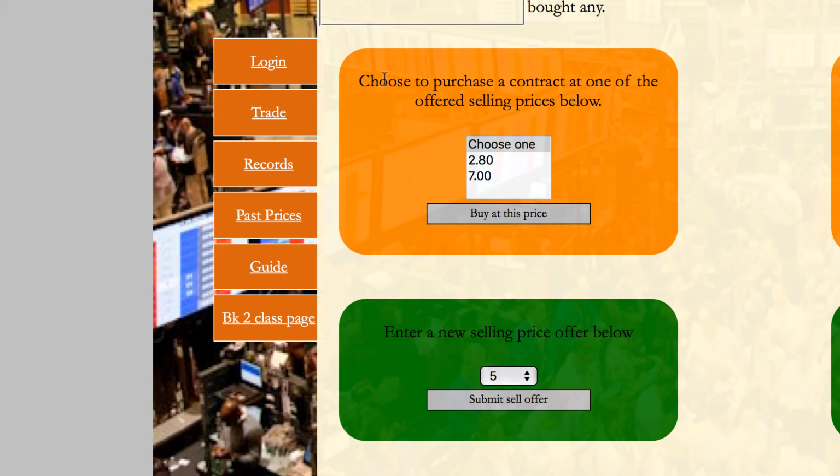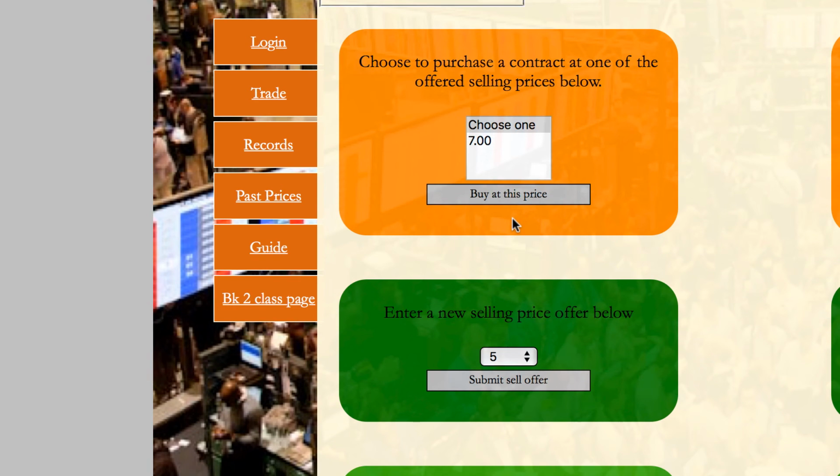I look over here: choose to purchase a contract at one of the offered selling prices below. So one person is offering to sell it to me for $7. That's way too high. I want to buy it for less than 4. But there is someone who's willing to sell it to me for $2.80. Yes, I do want to buy it for $2.80 because I think it's worth 4. So I'm going to buy it at that price. I'm not going to buy at the other price because that's more than its value.